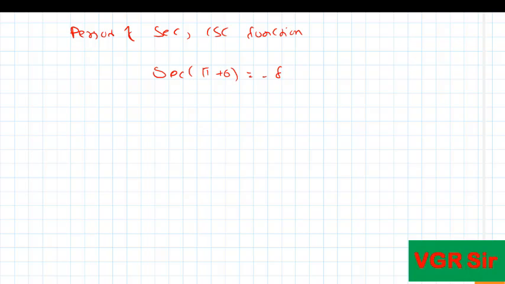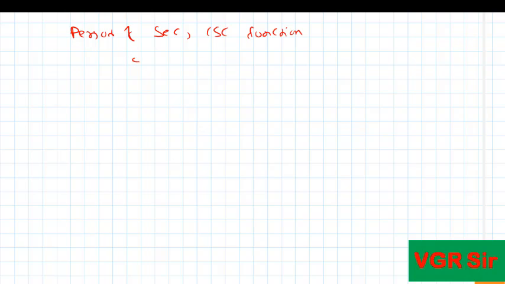Okay, next, the period of secant function and cosecant function. Secant of pi plus theta is minus secant theta only. That's why pi will not become the period of secant function. So what is the period of secant and cosecant? Same as sin and cos.